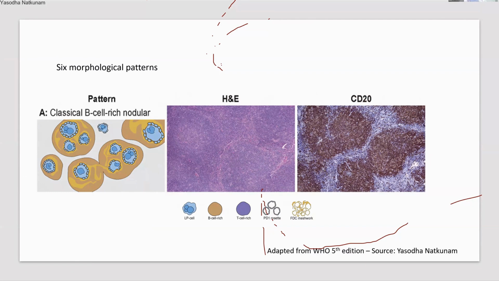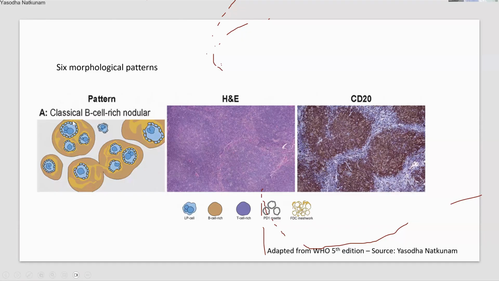But you have to know that there are 6 morphological patterns, and it's dependent on the availability of CD20. So patterns A to C are thought to have a better prognosis than D, E, and F. This is from the WHO book. They have a very good visual pattern type guide.